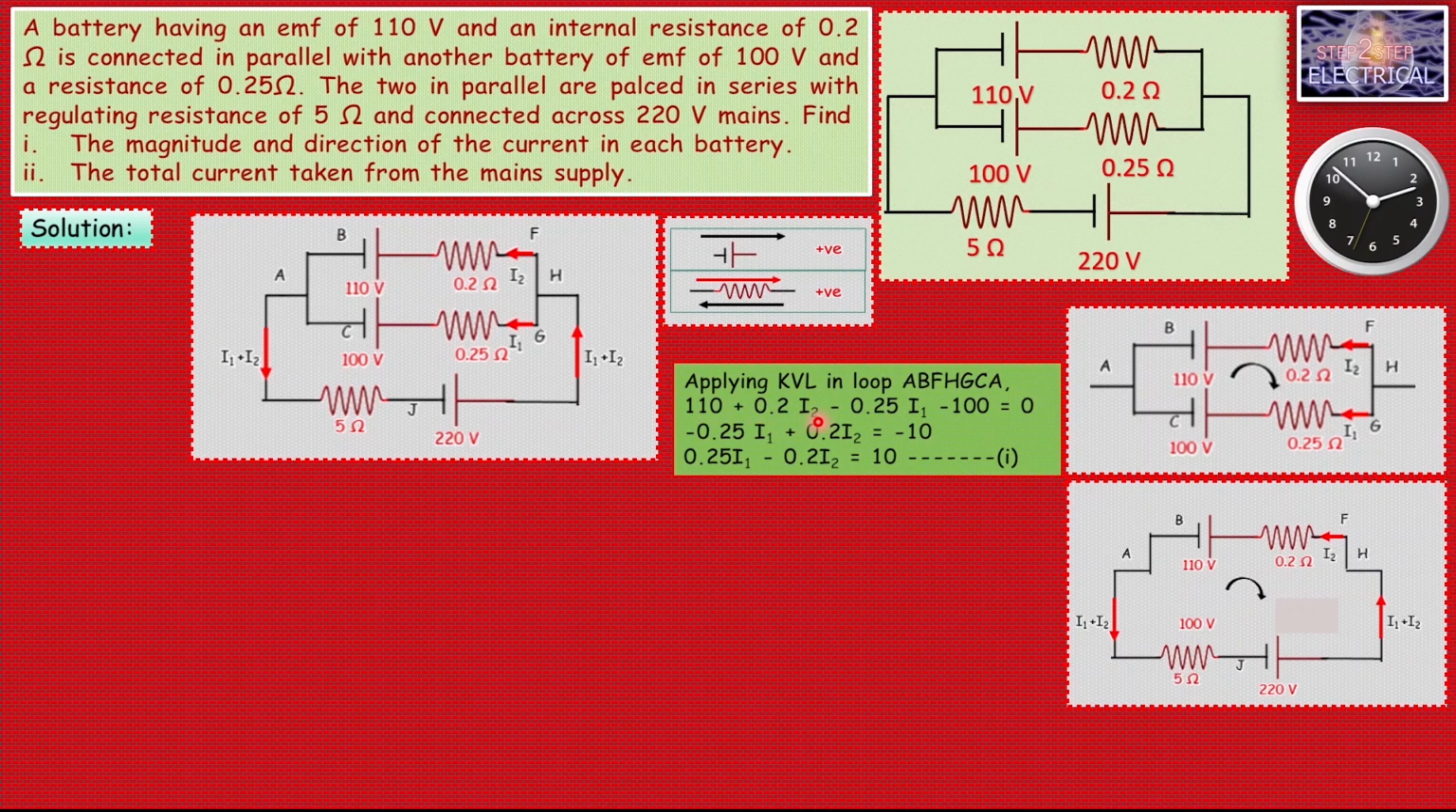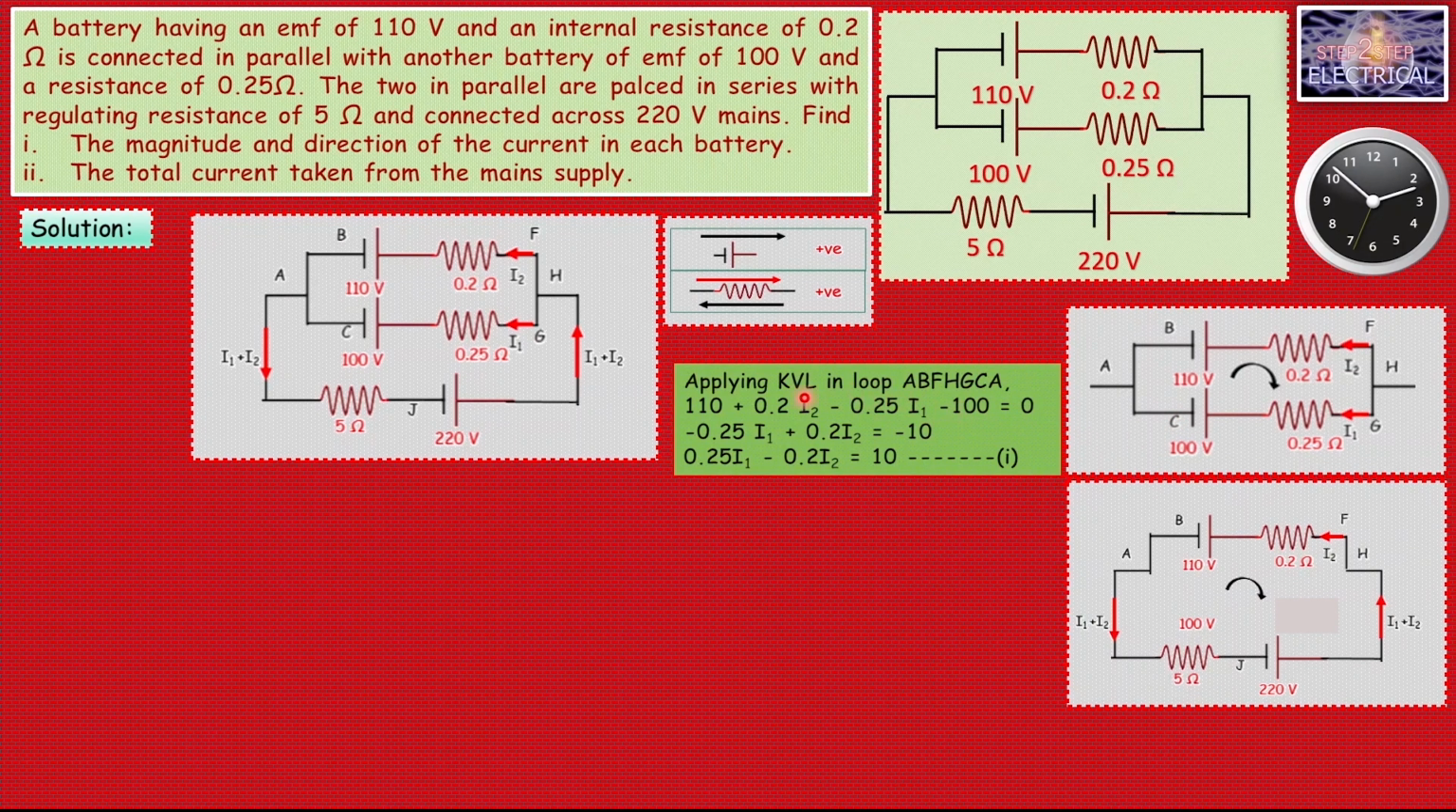110 + 0.2 I2 - 0.25 I1 - 100 = 0. 110 volt is positive. Why? Because we are moving from the negative terminal of the battery to the positive terminal. So it is positive. For this 100 volt, we are moving from positive to negative. That's why it is minus 100.